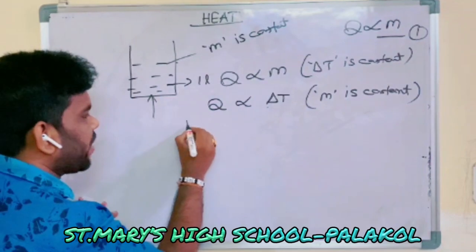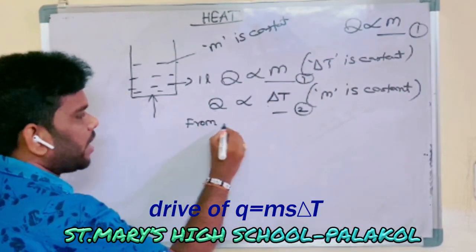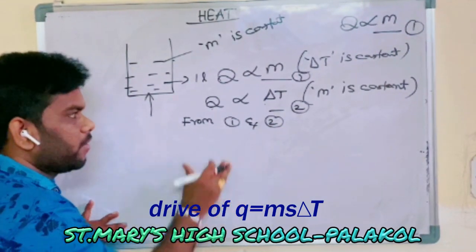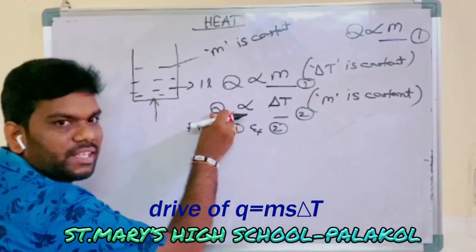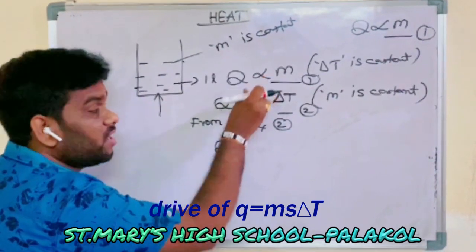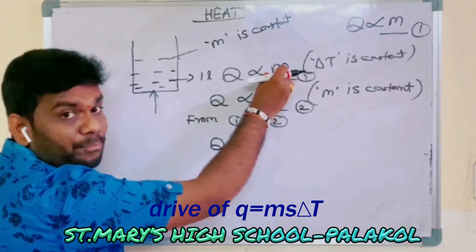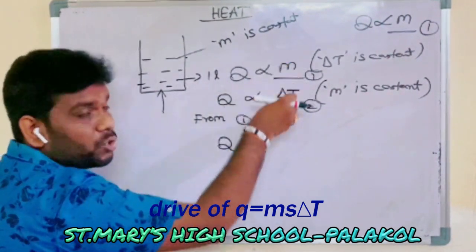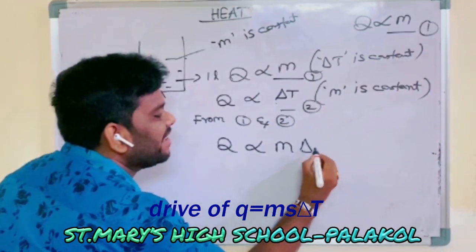Okay students, the first is equation 1, and this is equation 2. From 1 and 2, Q is proportional to M, and this is also proportional to delta T. So multiply these two terms: M into delta T, M delta T.